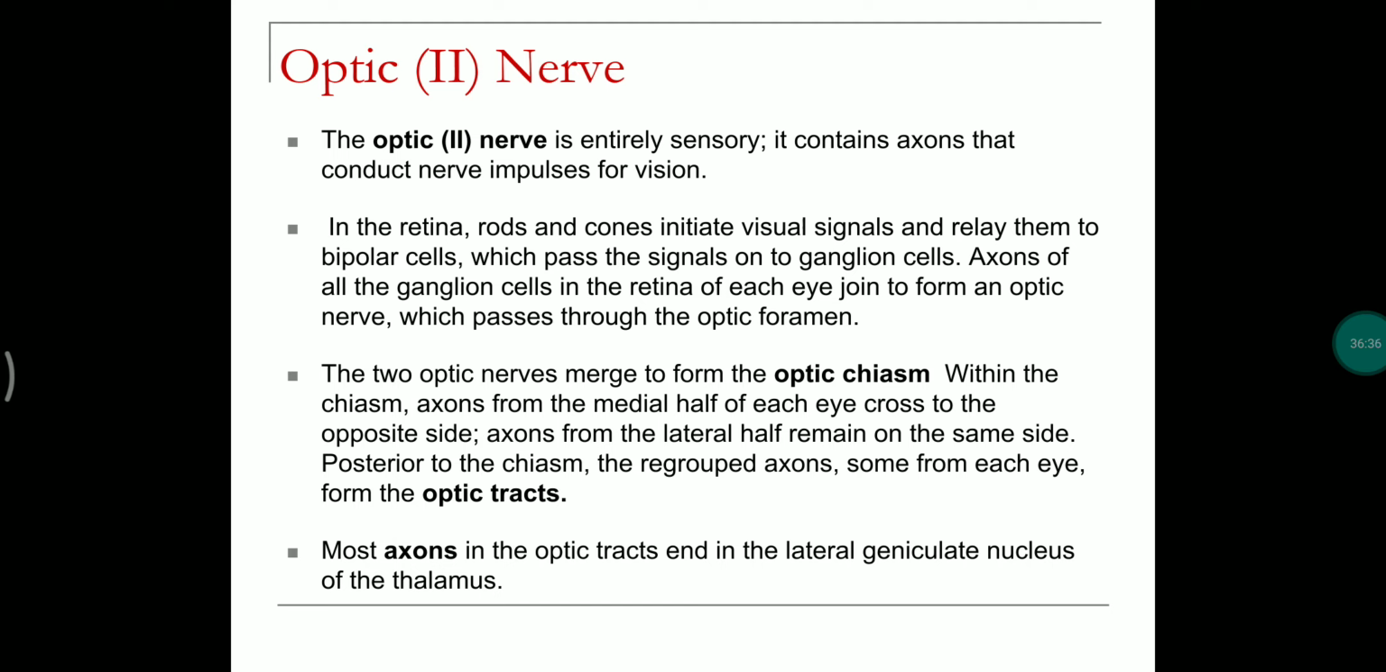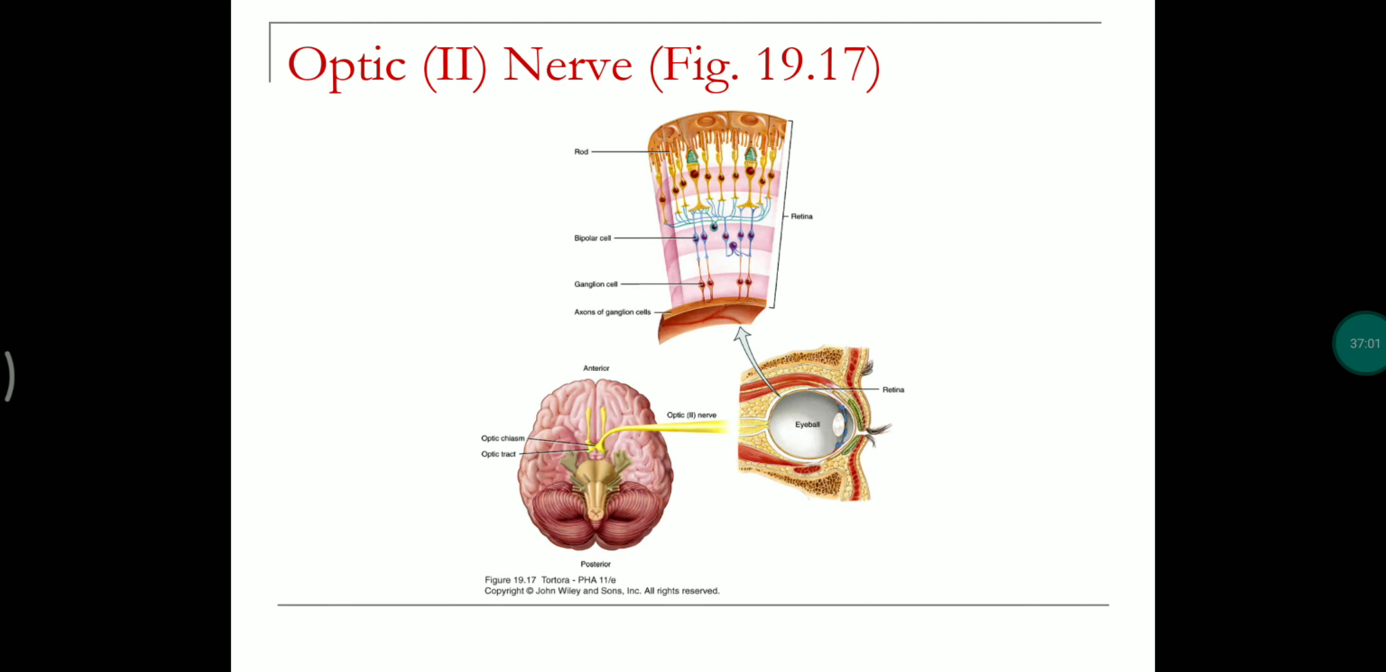In the retina, rods and cones raise the visual impulses, which move through the optic nerves and merge to form the optic chiasm, and then they enter the thalamus. Optic tracts end in the lateral geniculate nucleus, which is present in the thalamus. So here is the optic nerve.